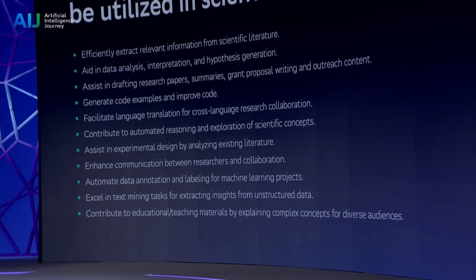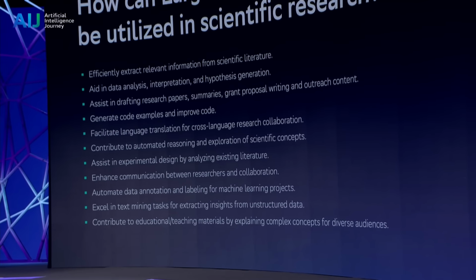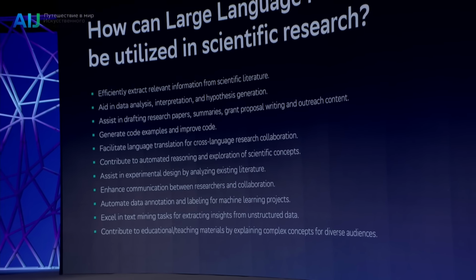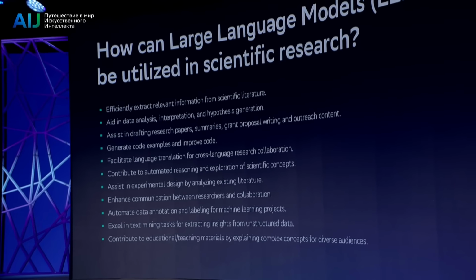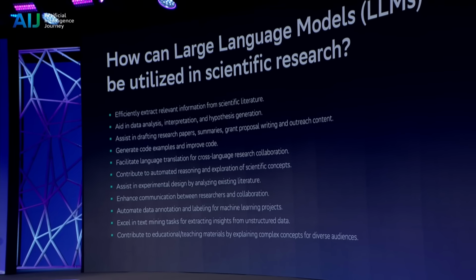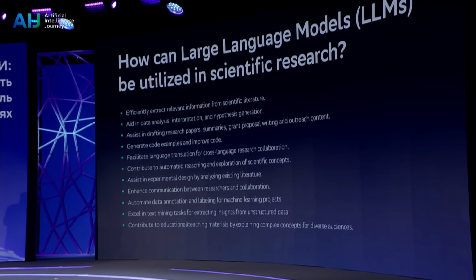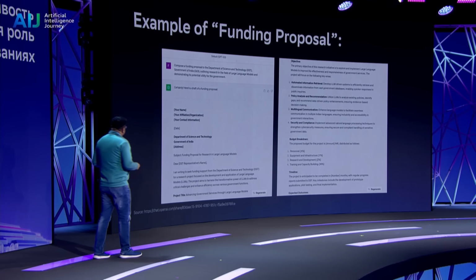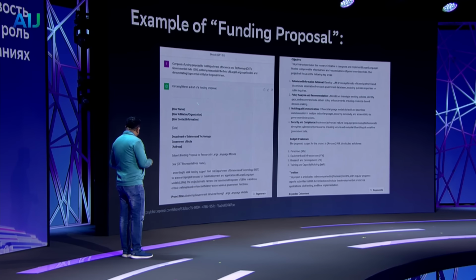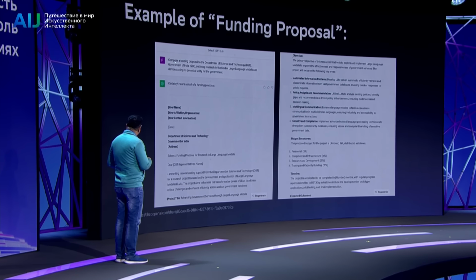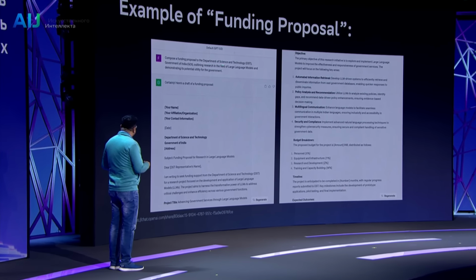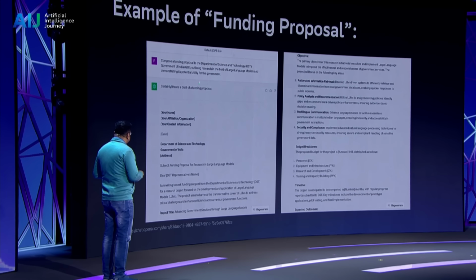Large language models could be very, very effective in scientific research, especially in aiding data analysis, prediction, generating code examples, improving the code, contributing to automated reasoning, enhancing communication between researchers and their collaborators, and so on. So, writing a funding proposal: here is a draft. Suppose I compose a funding proposal for the Department of Science and Technology, Government of India.